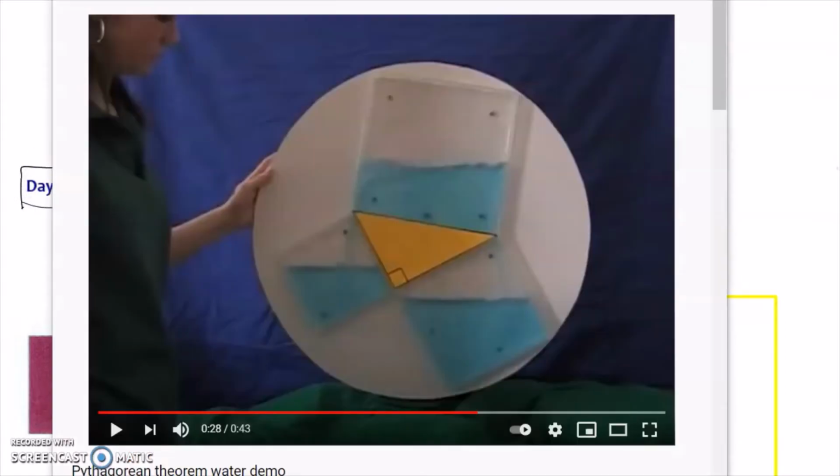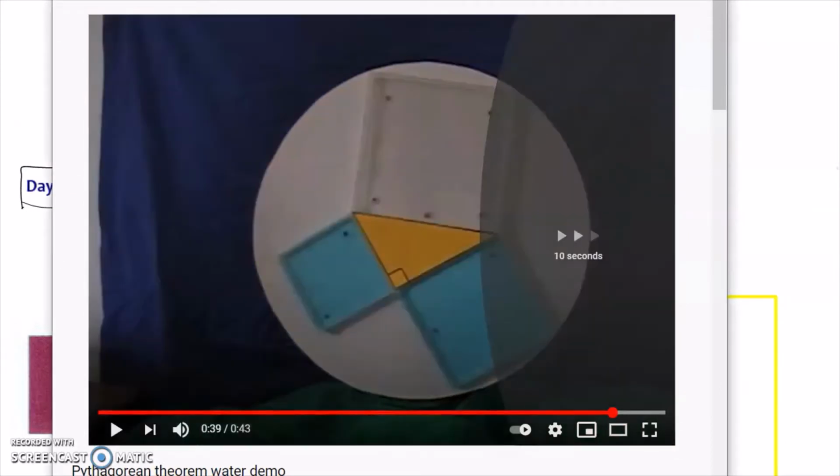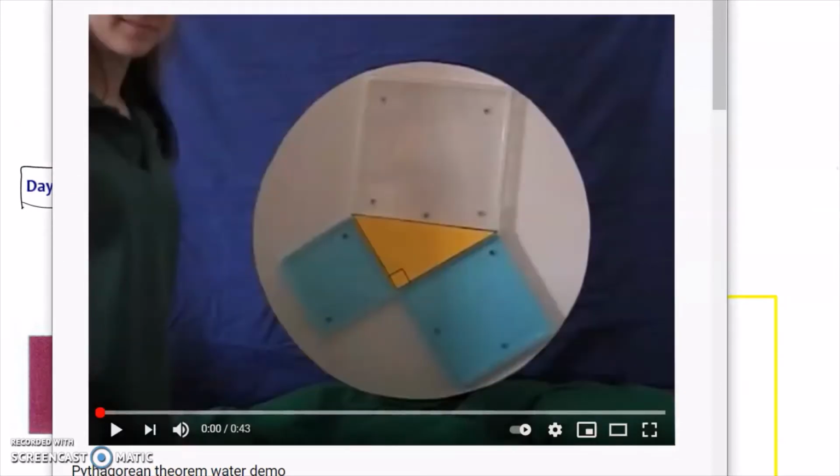So I'd like to show you this interesting Pythagorean theorem proof using water. So imagine that the volume is the length times the width times the depth. Imagine the depth is just 1. That way it works with the areas. But here you have a right triangle with one leg squared and the other leg squared. And when the demonstrator turns the wheel, the water from the two legs squared added together will fill the hypotenuse's square.